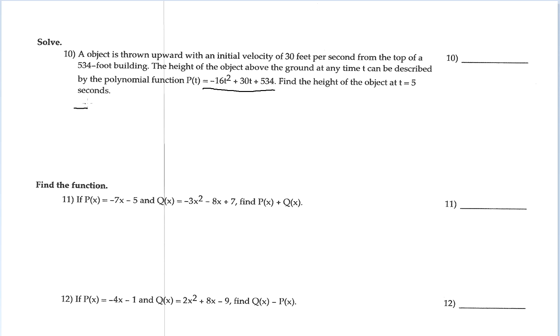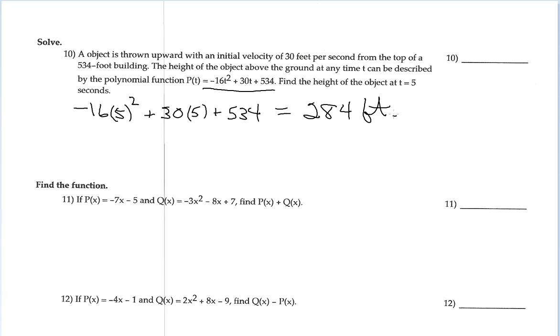So I've got -16 times 5 to the second power plus 30 times 5 plus 534. Okay, then your calculator is good for this. So you end up with 284 feet.